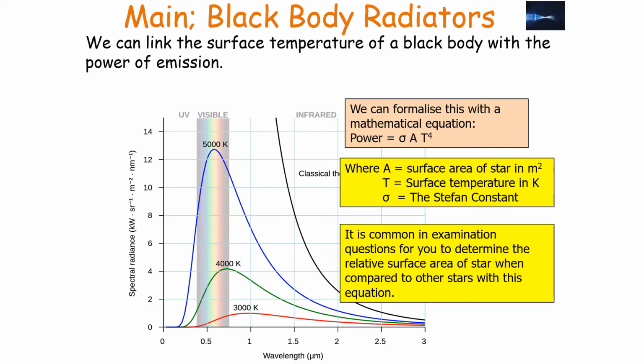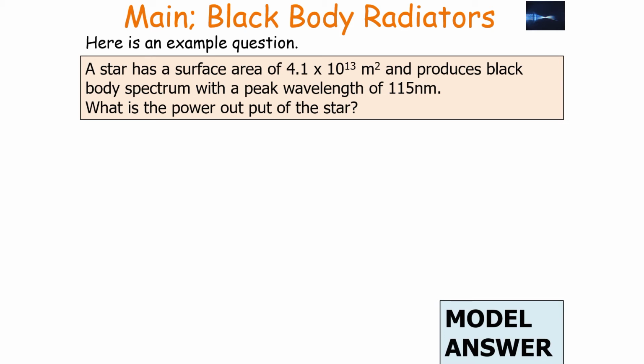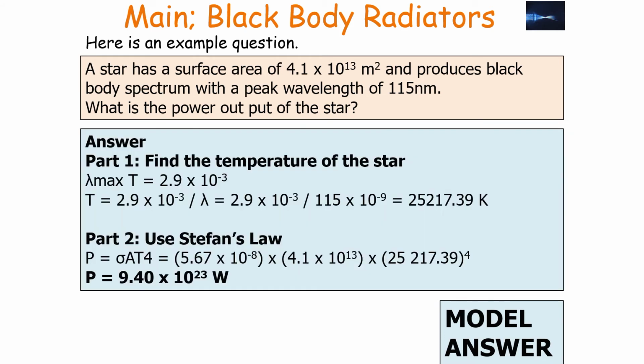Now it's a common examination mistake to think about what these particular values are without considering that power is actually luminosity. It's common in examination questions for you to determine the relative surface area of a star when compared to other stars with this equation. So again, we could look to work out what the power output of a star is if you're given a surface area and the peak wavelength. You use the peak wavelength to find the surface temperature by doing lambda max times T equals 2.9 times 10 to the minus 3. Then use Stefan's law, P equals sigma A T to the power of 4, to work out the power.